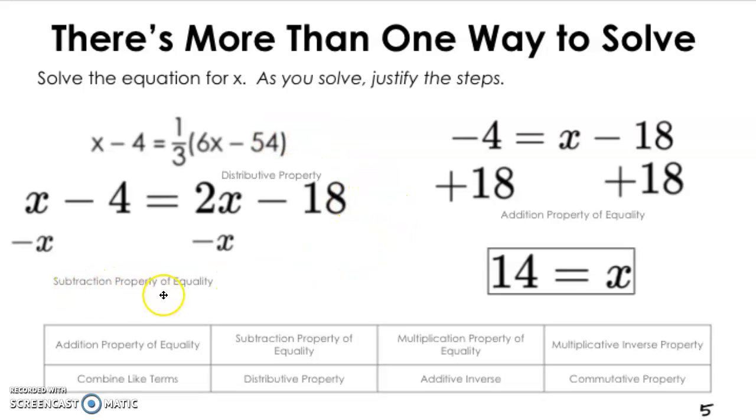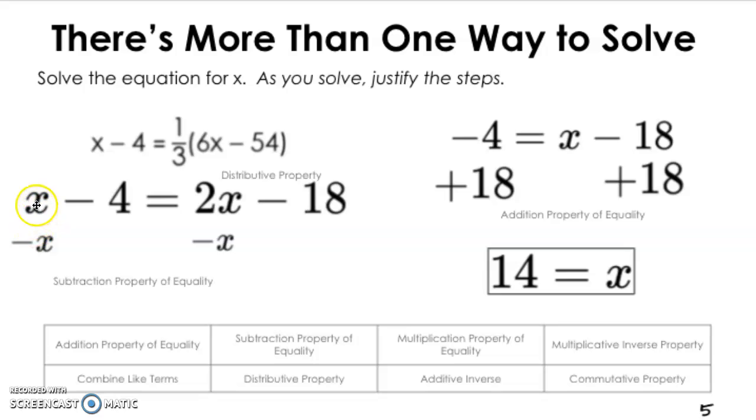And then I used the subtraction property of equality that says I can take away the same thing from both sides. So in this case, I took away x from both sides. And then I used the addition property of equality by adding 18 to both sides. And again, my goal is to get all my variables, all my letters on one side, and all my numbers on the other by using inverse operations.